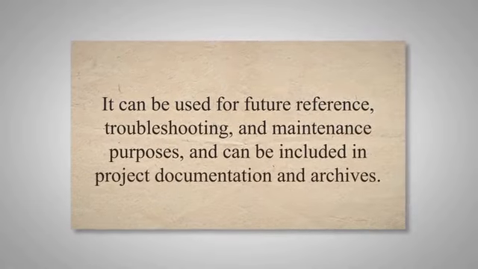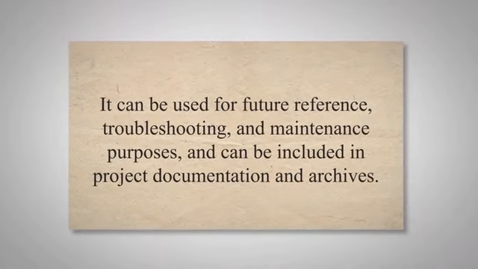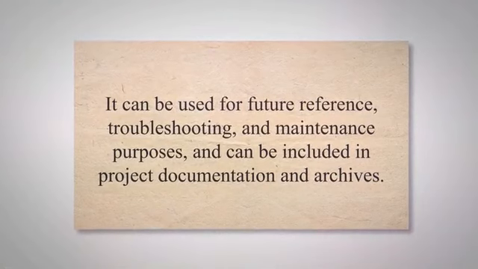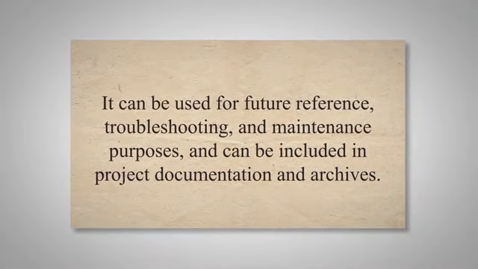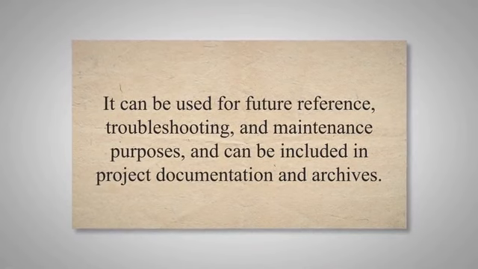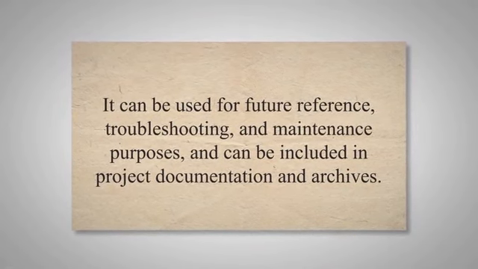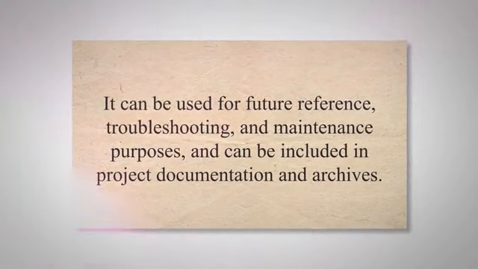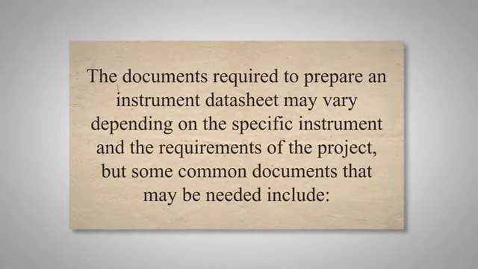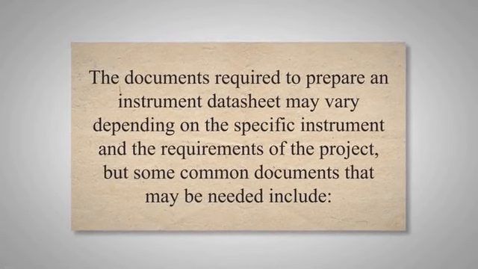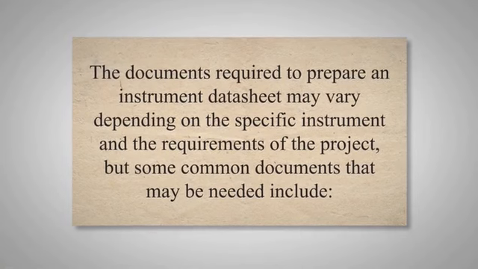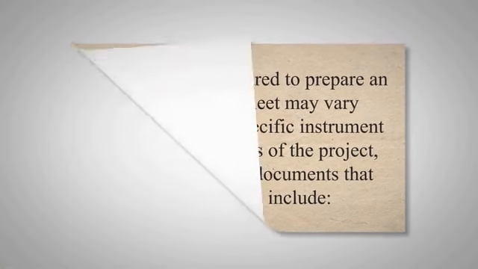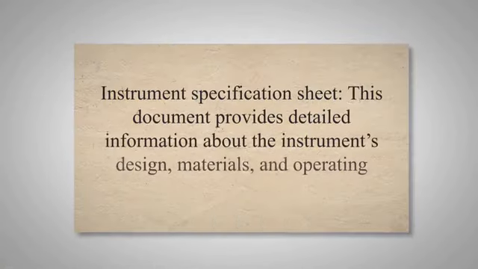Documentation and record keeping. The datasheet serves as an important record of the instrument's specifications and capabilities. It can be used for future reference, troubleshooting, and maintenance purposes, and can be included in project documentation and archives. The documents required to prepare an instrument datasheet may vary depending on the specific instrument and the requirements of the project, but some common documents that may be needed include: Instrument Specification Sheet.